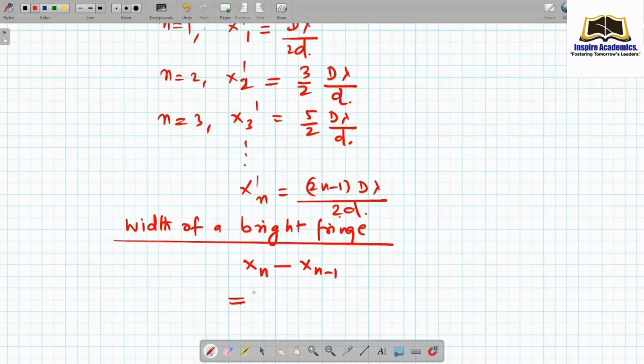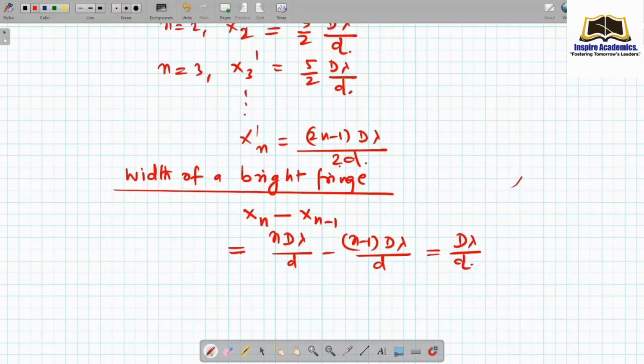Let's put these points. It will be n capital D lambda by small d minus, n की जगह अब n minus 1 लिख दो, capital D lambda by small d. So क्या हो जाएगा, d lambda by small d. This will be your fringe width. And so width of a bright fringe is separation between two consecutive dark fringe.